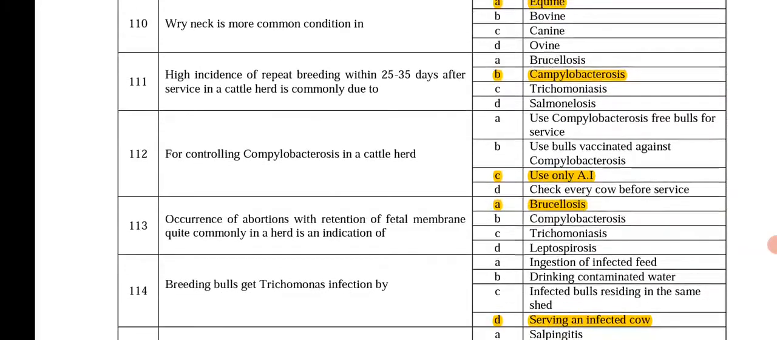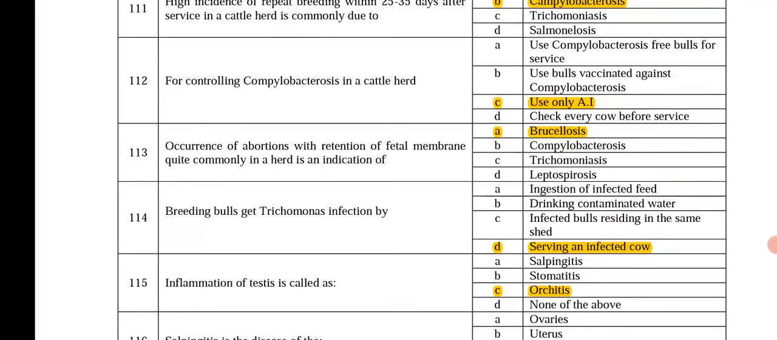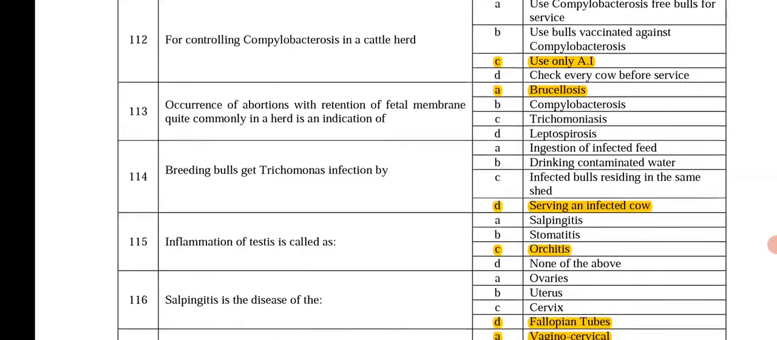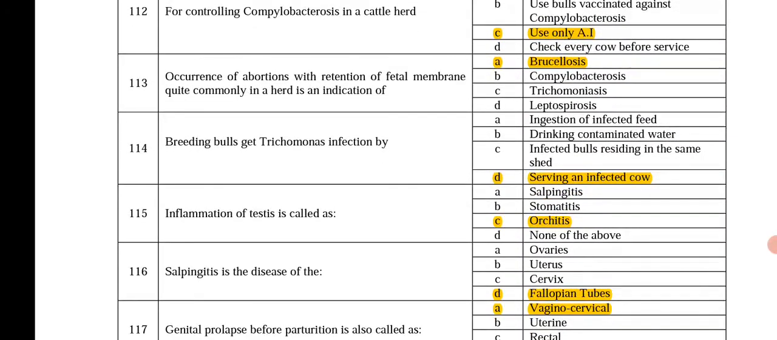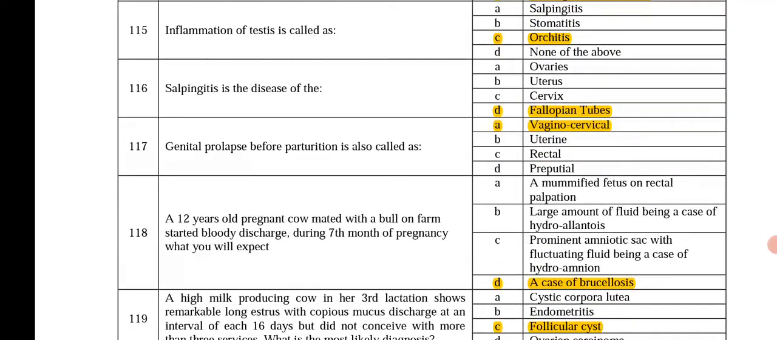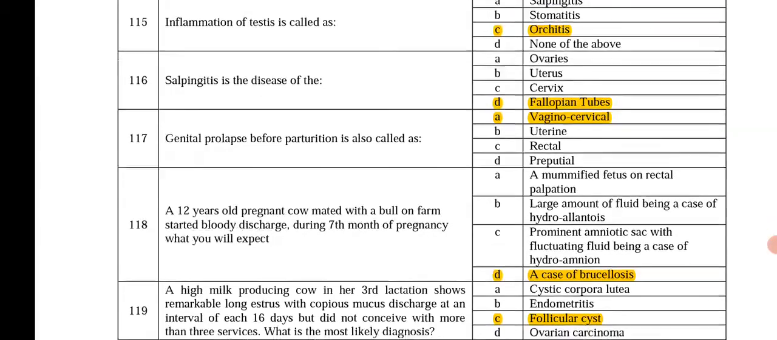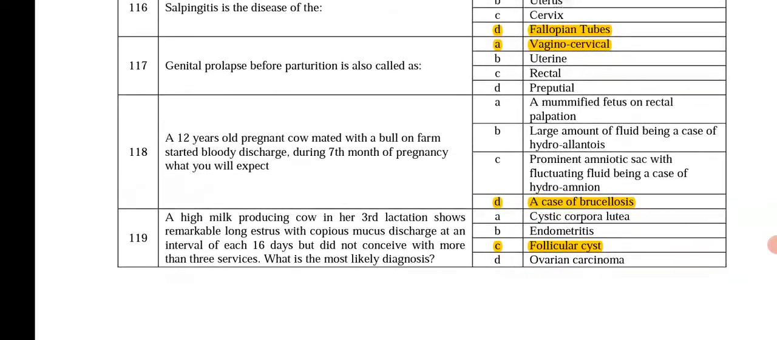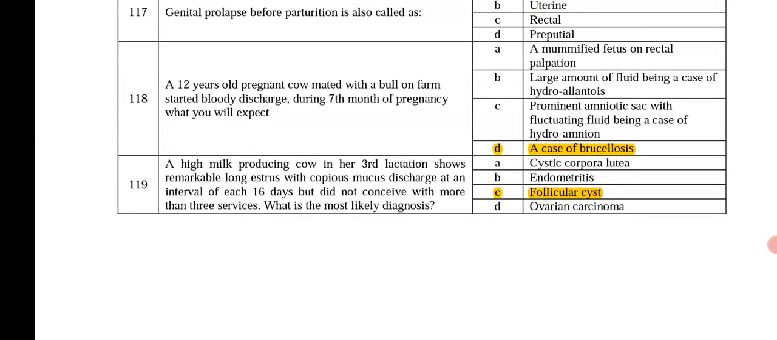Occurrence of abortions with retention of fetal membranes quite commonly in a herd is an indication of brucellosis. Breeding bulls get trichomonas infection by serving an infected cow. Inflammation of testes is called orchitis. Salpingitis is the disease of the fallopian tubes. Genital prolapse before parturition is also known as vaginocervical prolapse. A 12-year-old pregnant cow mated with a bull on farm started bloody discharge.